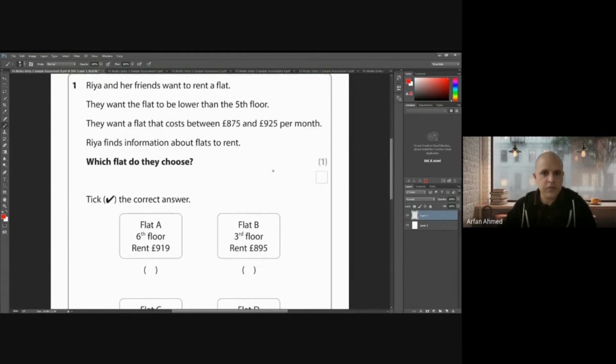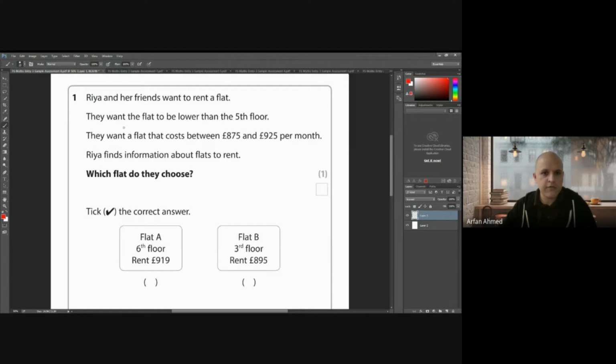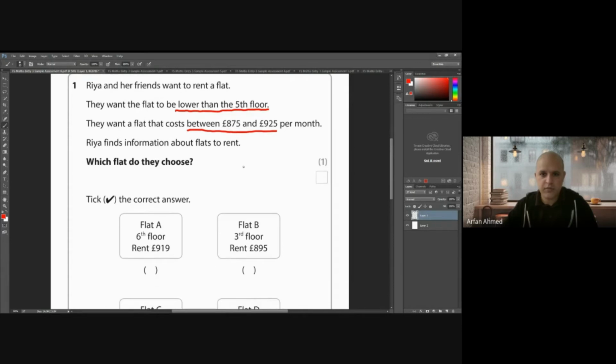So let me just see what requirements it has to have. Let me highlight it, in fact. Lower than the 5th floor. And also has to be between that. Yes, there are 2 requirements that they want. It has to be lower than the 5th floor. It has to be between £875 and £925 per month. Okay.